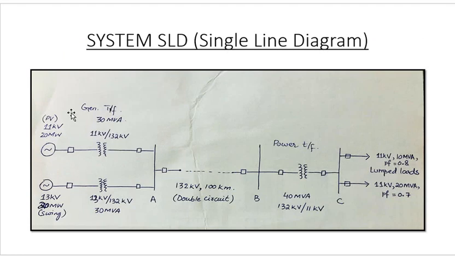So we have the generation, step up, transmission using transmission lines, overhead transmission lines. Then we have the power transformer. This is basically a place where a grid is situated. And then we have the distribution lines, which we have considered as lumped loads.